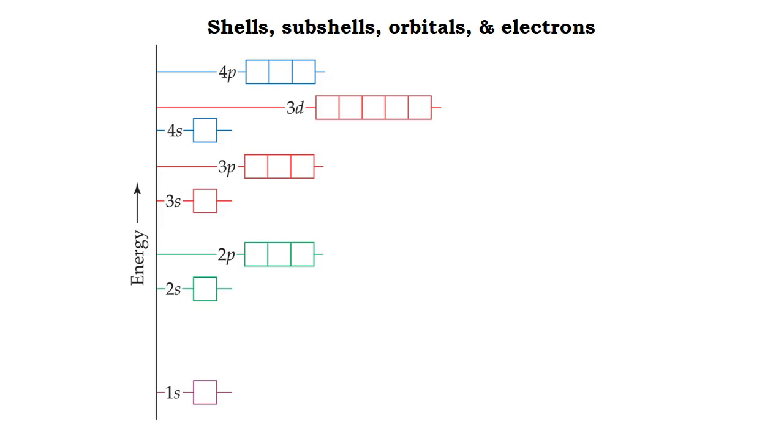Now, this diagram is called an orbital diagram, and it shows boxes that represent each orbital that is present in an atom. Each of those boxes is an orbital, and you can see the different shells are separated. The first shell is at the bottom, and the second shell is next, and the third shell, and they're separated by energy. Energy is on the vertical axis, so the 1s is shown at the bottom because that's the lowest in energy. The 4p is at the top because that one's the highest in energy.